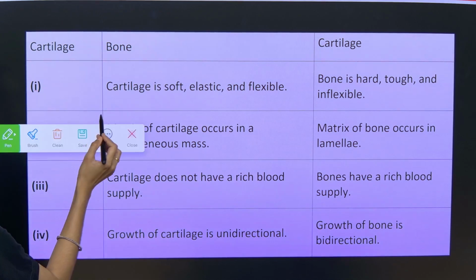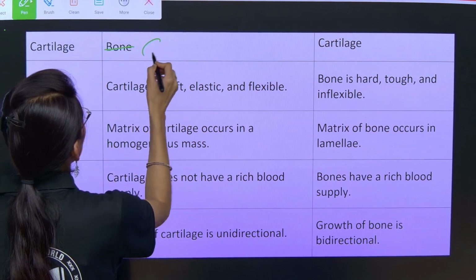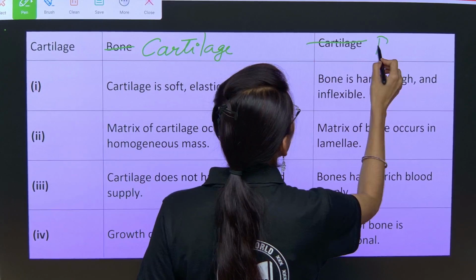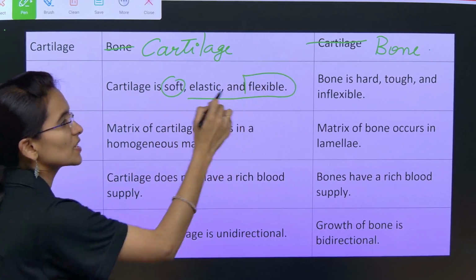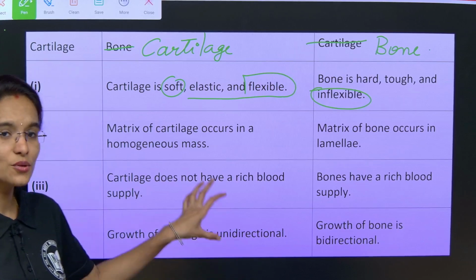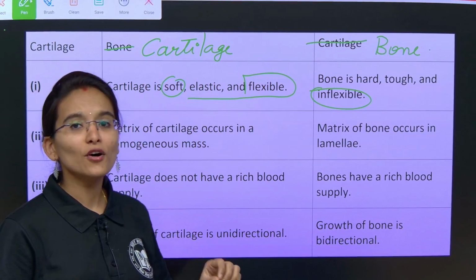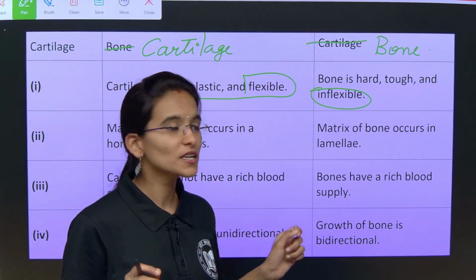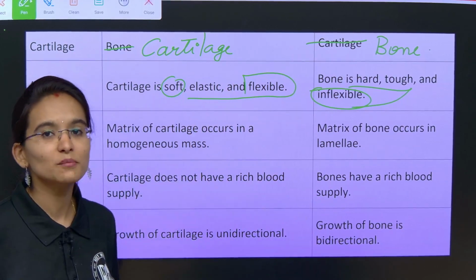First cartilage, and next bone. Cartilage is soft, elastic and flexible in nature, and bone is hard, tough and inflexible. As I said in the previous session, cartilage is also called a soft skeletal tissue which you can bend, and it is very flexible in nature, whereas bone is hard and tough and inflexible in nature, you cannot bend it.